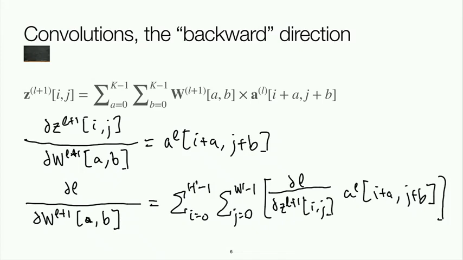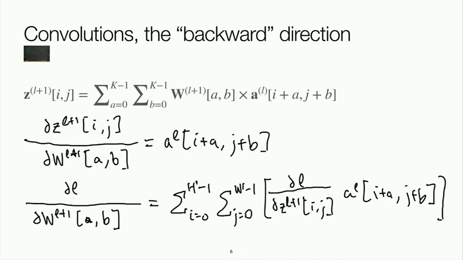This, too, is a form of convolution. What's my filter in this case? If I interpret this as a convolution, what's my filter? Yes, it's A^L. So now my filter is no longer W^(L+1), it's A^L. And I'm convolving that with respect to dZ^(L+1), the same thing that I had before.